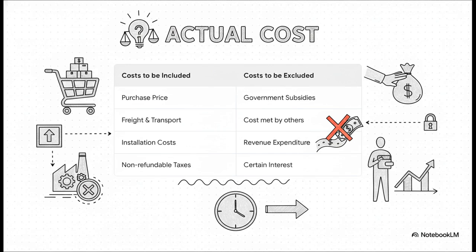The logic here is pretty simple. It's to prevent a double benefit. You can't get a subsidy and also claim a tax deduction on the money you never actually spent. The same goes if someone else pays for a part of the asset.